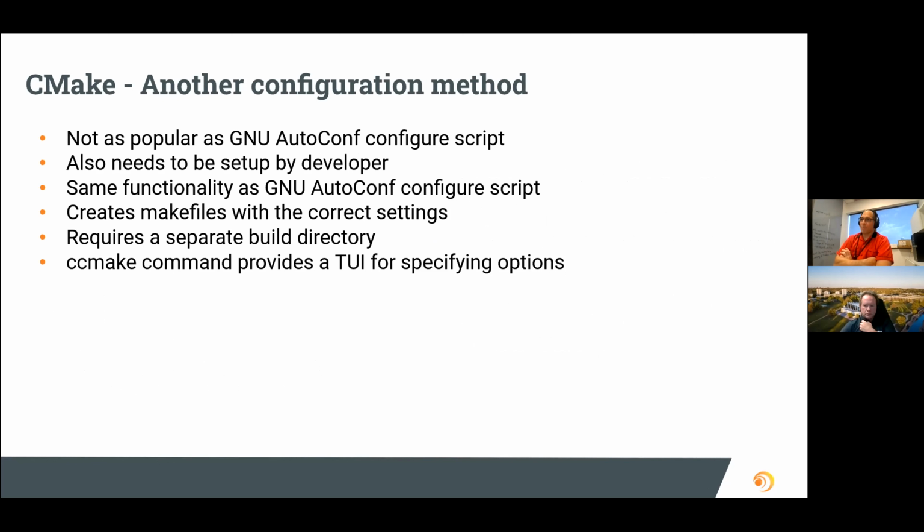You can configure options, and it creates makefiles with the correct settings. This does require a separate build directory. If you try to run CMake in the same directory as the source code, it will complain. And you use the ccmake command to get a text-based user interface for specifying options. You can specify things on the command line, but there's no --help option like there is with the autoconf configure script to show you all the options.